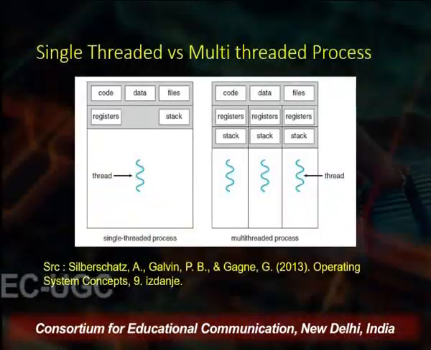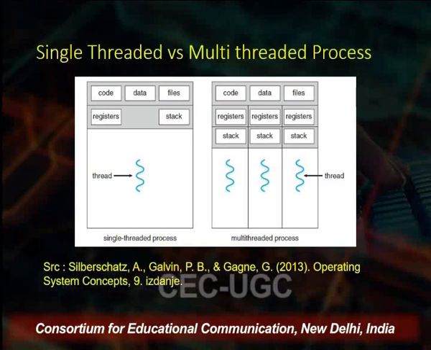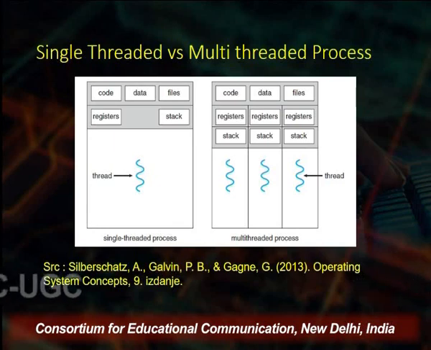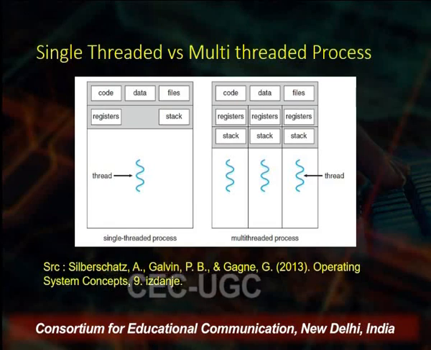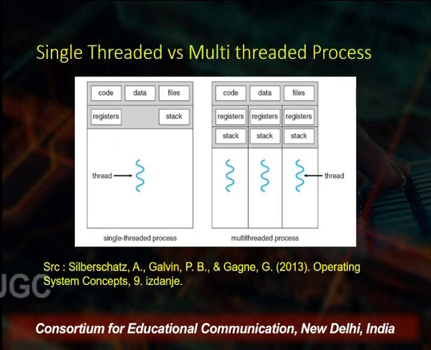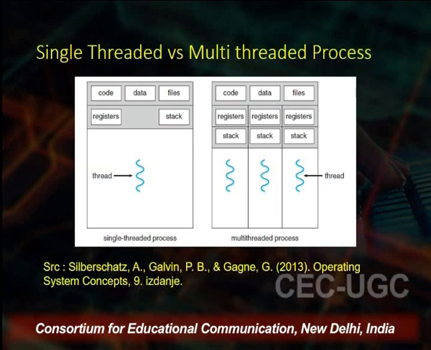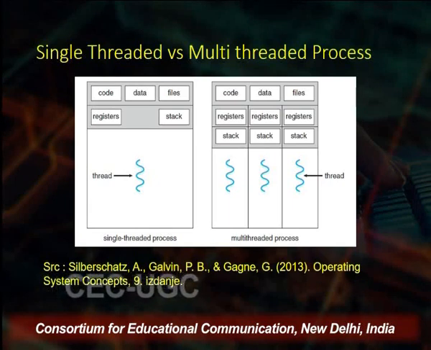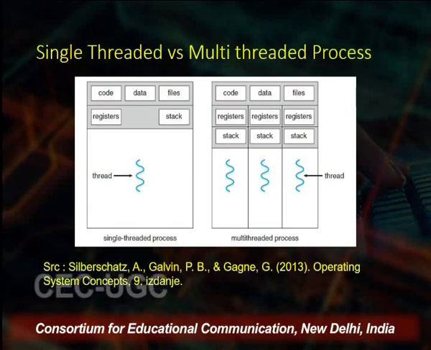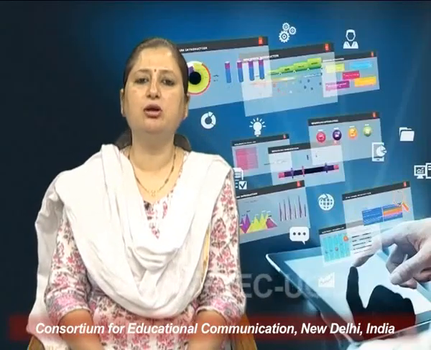So if we see here in this diagram, it shows a single threaded process compared to a multi-threaded process. In a single threaded process, we have only a single thread which is executing, and it has its own code, data and stack, registers, etc. It has its own files, right? Whereas in case of a multi-threaded system, all the different threads of the process are going to share the code, the data, and the operating system files, and each thread will have its own stack and its own registers. So part of the resources are shared and part of the resources belong to the thread alone.